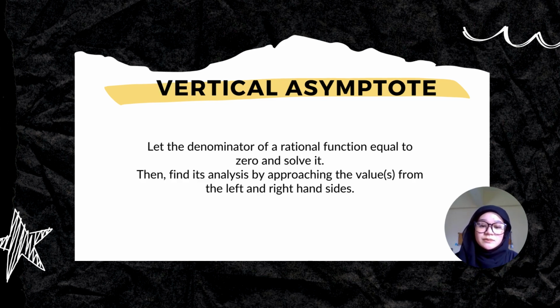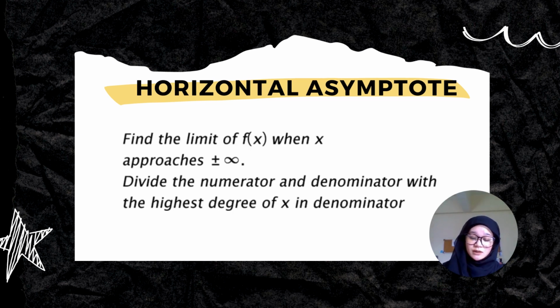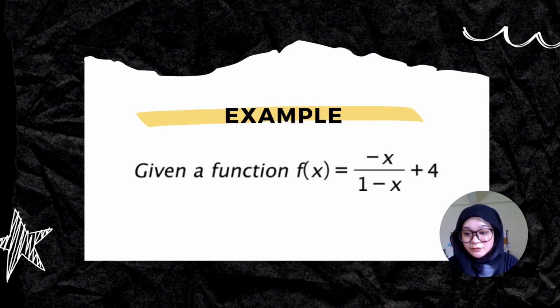For the vertical asymptote, let the denominator of the rational function equal 0 and solve it. Then find its behavior by approaching the values from the left and right hand side. For the horizontal asymptote, find the limit of f(x) as x approaches plus or minus infinity. Divide the numerator and denominator by the highest degree of x in the denominator. Here is an example of a rational function.